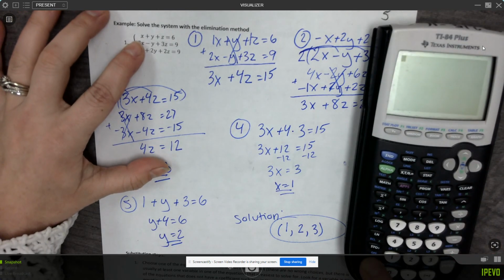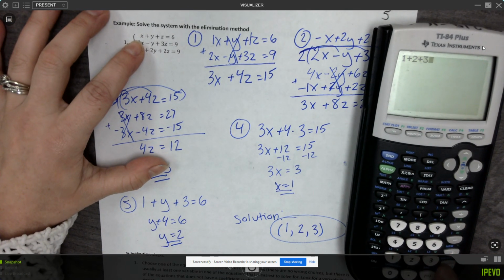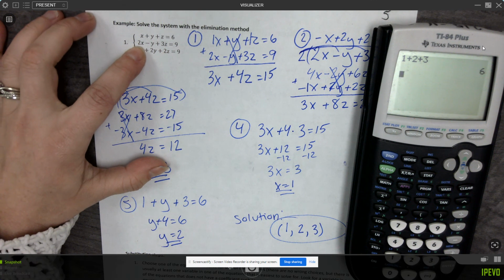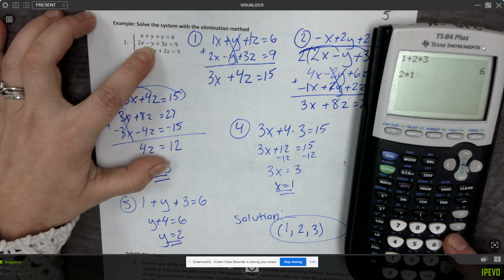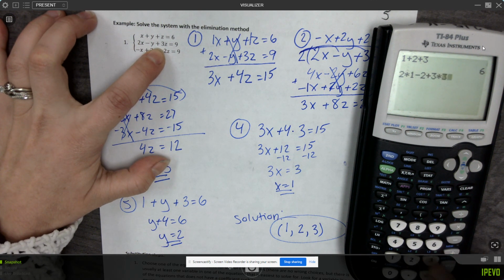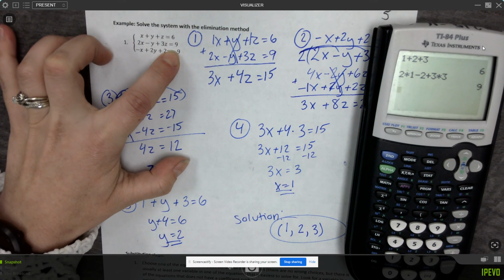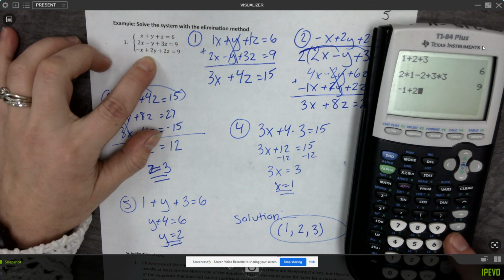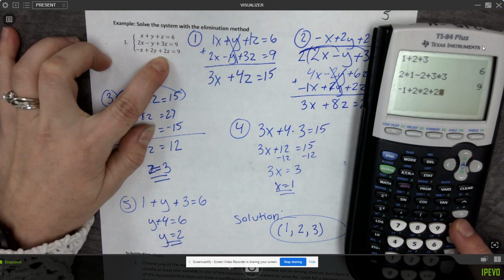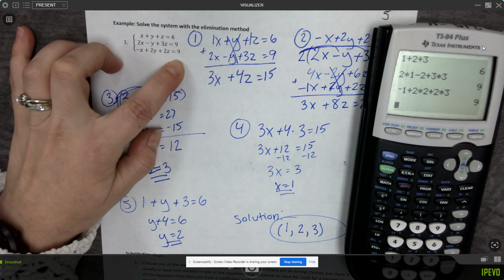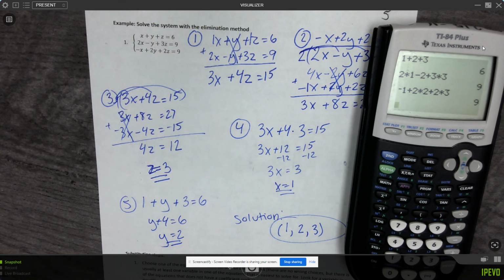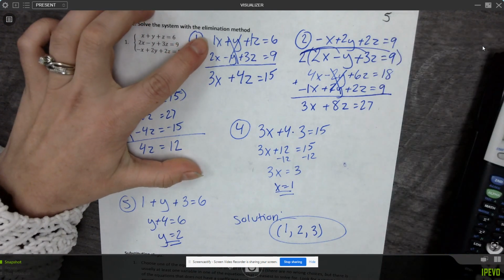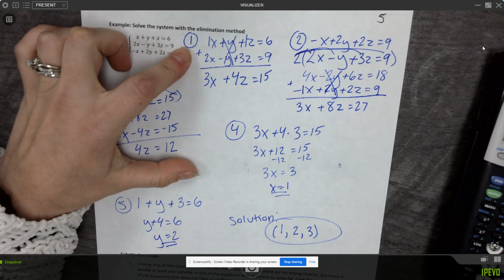So the first one, that one's easy. 1 plus 2 plus 3 equals 6. Good job. Okay, 2 times 1 minus 2 plus 3 times 3 equals 9. Good. Negative 1 plus 2 times 2 plus 2 times 3 equals 9. Good job. I know that they're correct because all three equations came out to equal what they were supposed to equal.